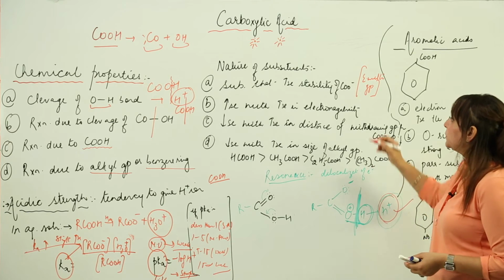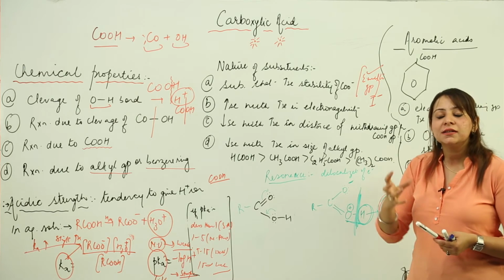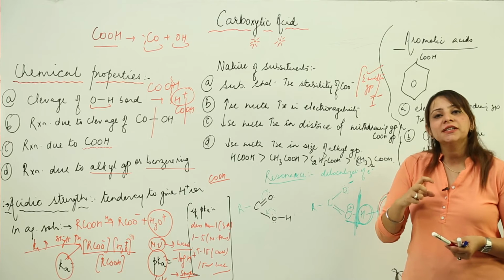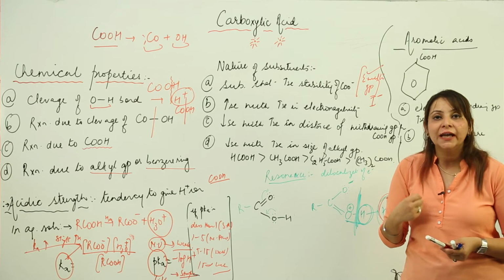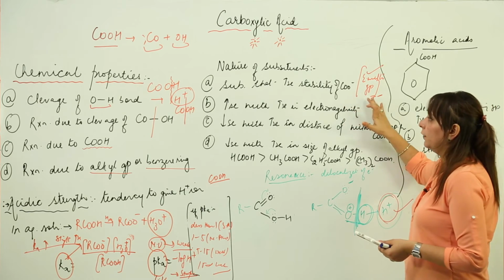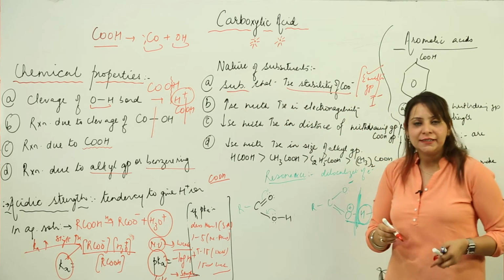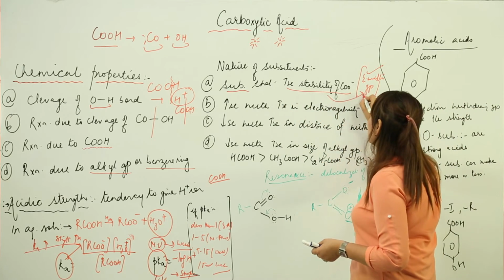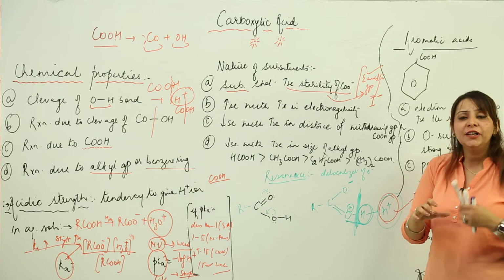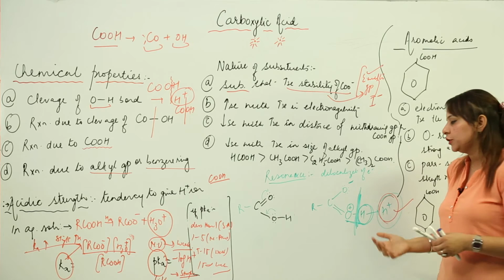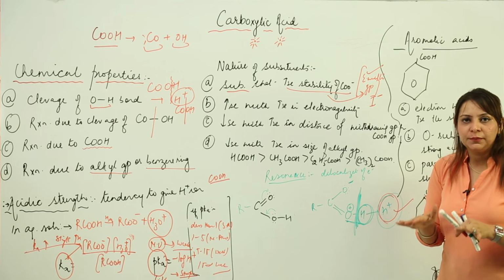So any group which shows a minus I effect has an electron withdrawing nature. Whenever this kind of group is attached, it withdraws the electrons more toward itself and makes the release of hydrogen ion easier. This is how a substituent can increase the stability of the carboxylate ion, but only the electron withdrawing group. Otherwise, if we have an electron releasing group, it will increase the negative charge, and the carboxylate ion will be less stable.